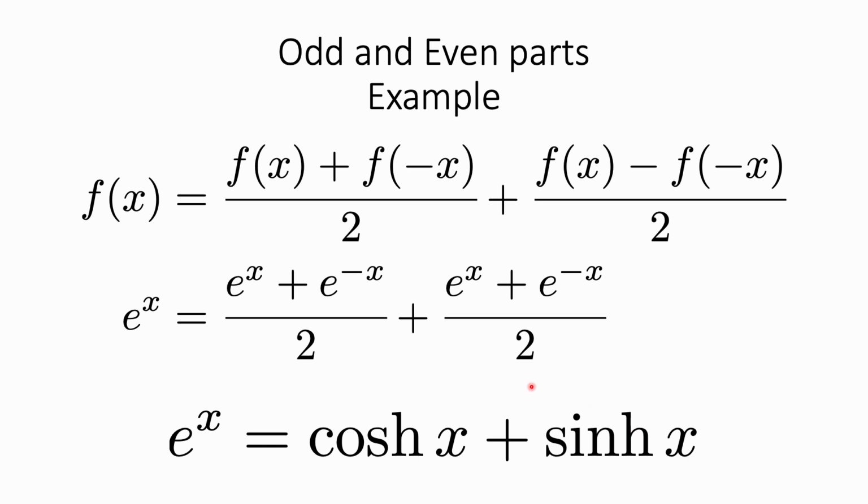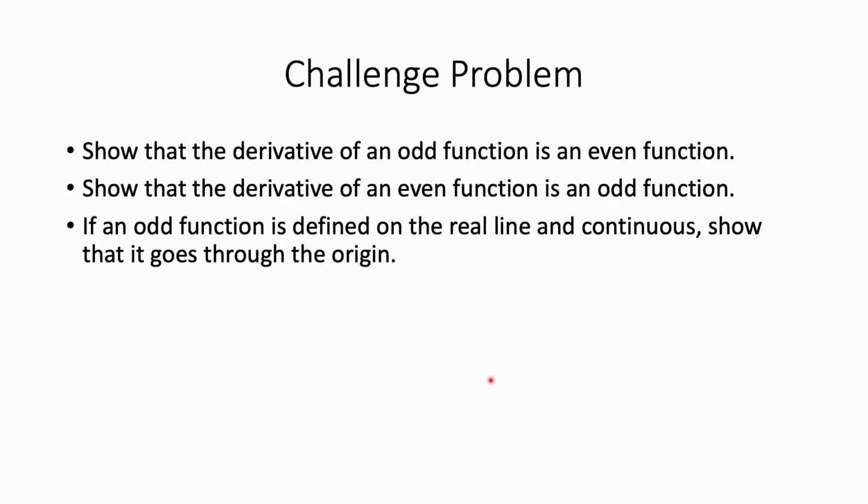So something to look out for is the symmetry of the function, whether it's even or odd. And I have a challenge problem for you. Show that the derivative of an odd function is an even function, and vice versa, the derivative of an even function is an odd function. And if you have an odd function defined on the real line and it's continuous, show that it has to go through the origin.